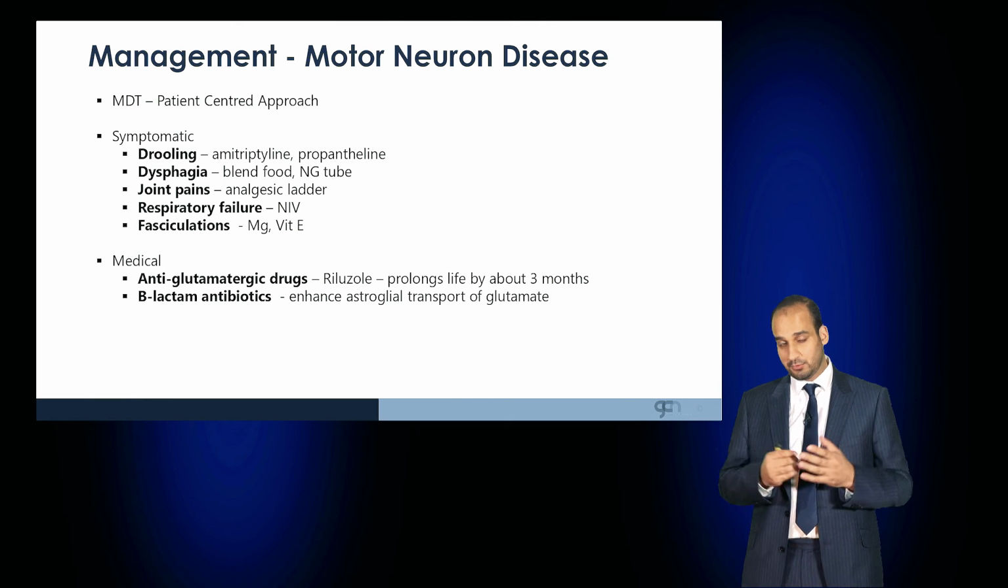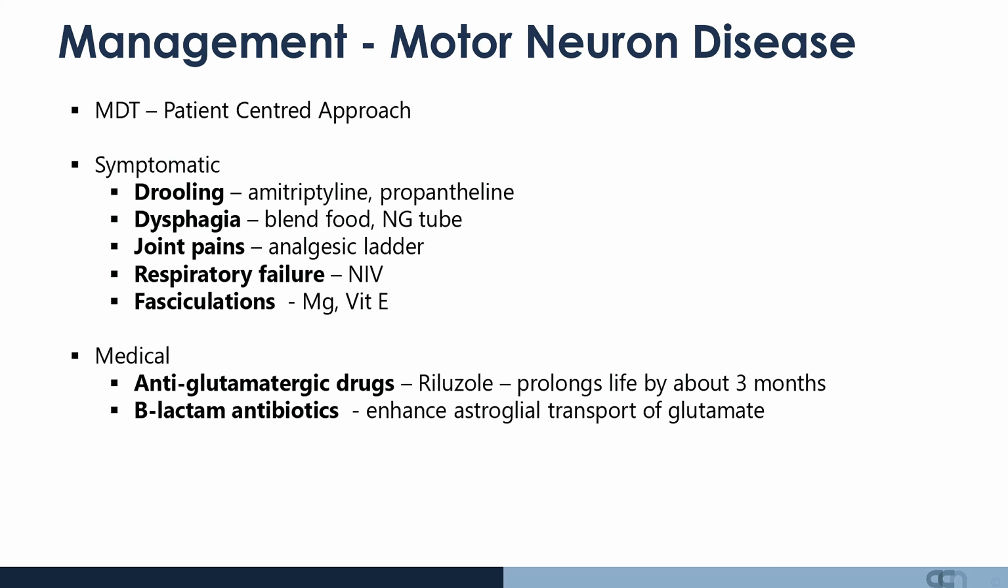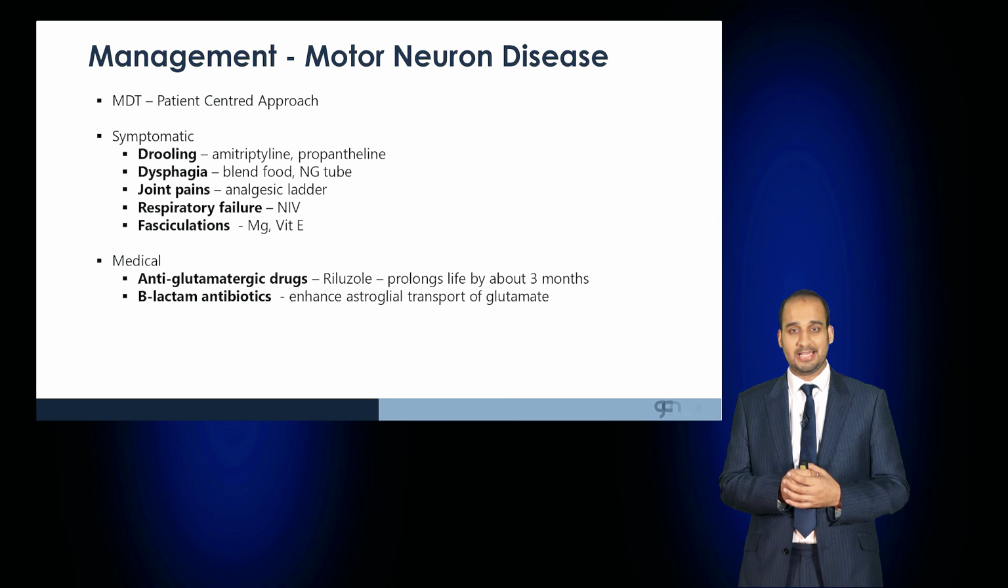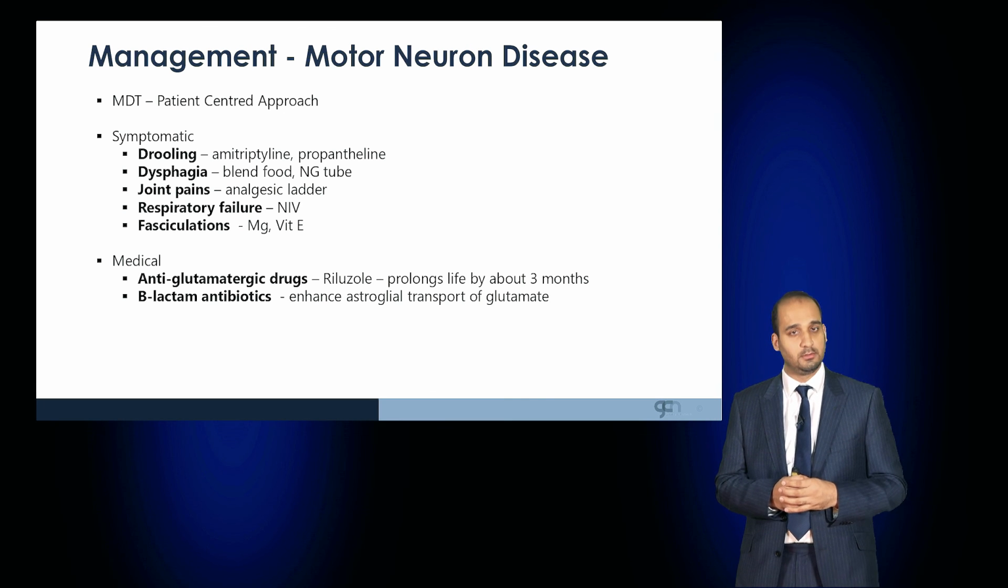Medically, there are few drug options available. It includes riluzole, which is an anti-glutaminergic drug which can prolong life by about 3 months. And beta-lactam antibiotics can also help through the enhanced astroglial transport of glutamate.